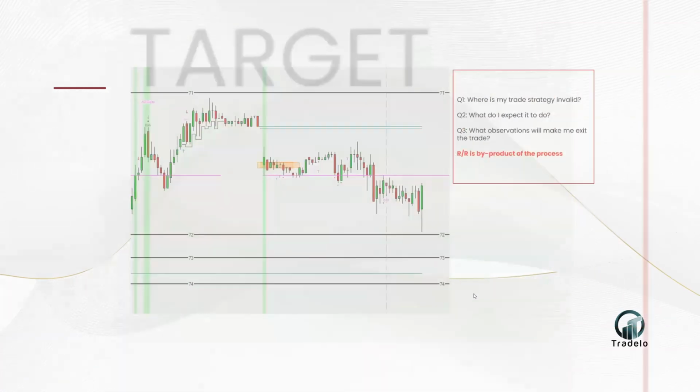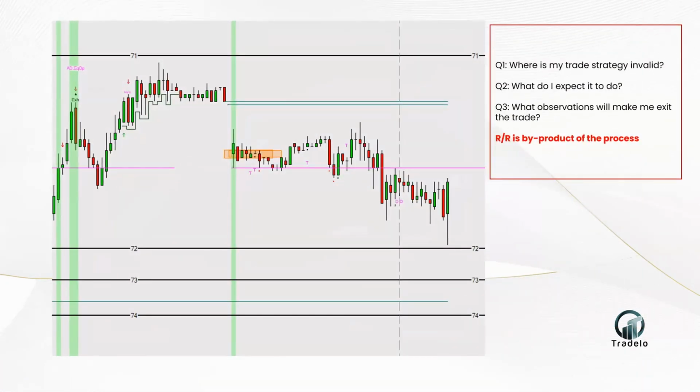Okay, let me explain to you how a typical professional trader's process looks like. Think of this as a chart. Okay, trade idea, trade strategy I've got. The first question a trader is asking himself is, where is my trade strategy invalid? Okay, that's the first question. In other words, where am I placing my stop? That's my first concern as a professional trader.